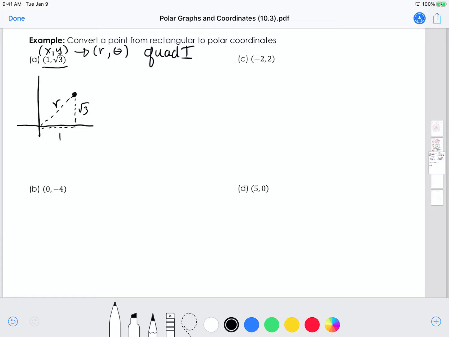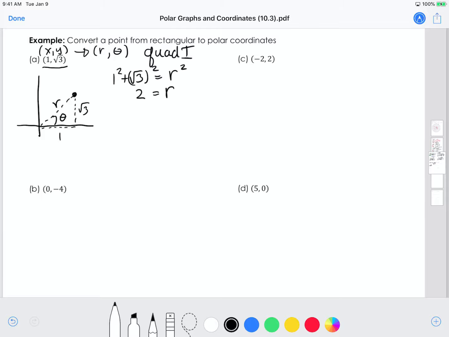So to find my r, which is the radius I would come out, I could use the Pythagorean theorem. And I also need to find the angle in which I would sweep out and then come out that distance of r. So 1 squared plus the square root of 3 squared is going to give me my r squared. So r is going to end up being 2.